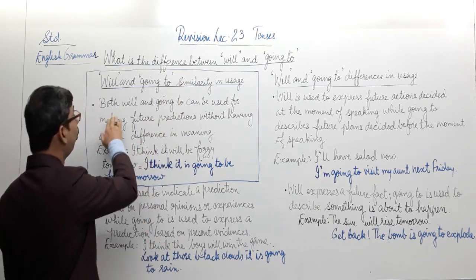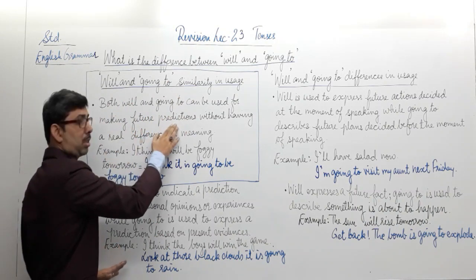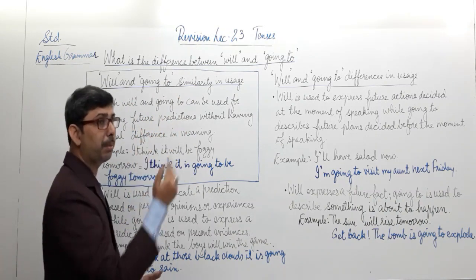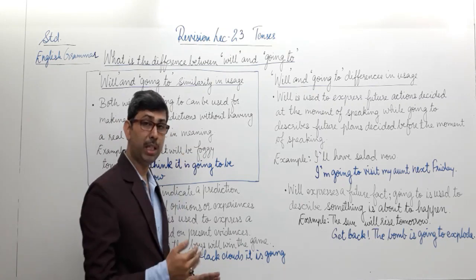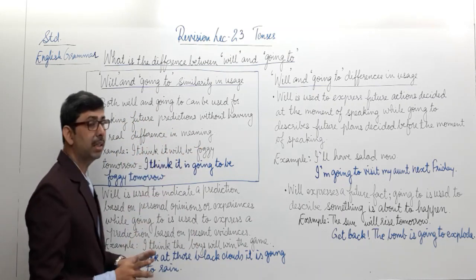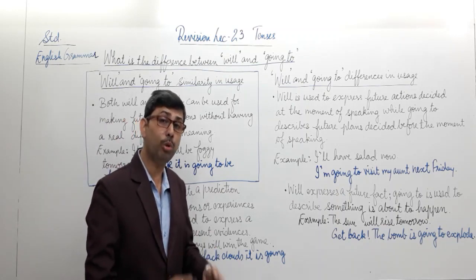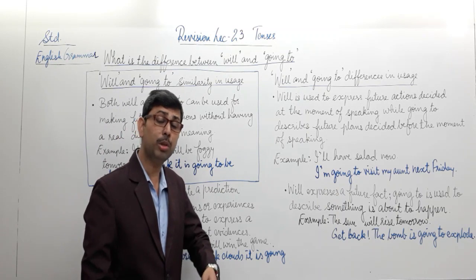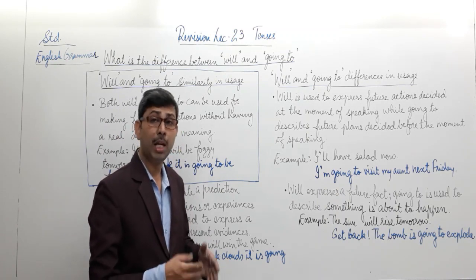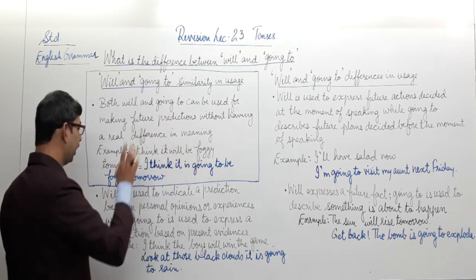Let's see how both will and going to can be used for making future predictions. When you are predicting something, you are foreseeing something in advance without having a real difference in the meaning. Not having any difference in the meaning, we can use both at the same time. We will be able to use will as well as going to in a sentence. Let's see this example. I think it will be foggy tomorrow.